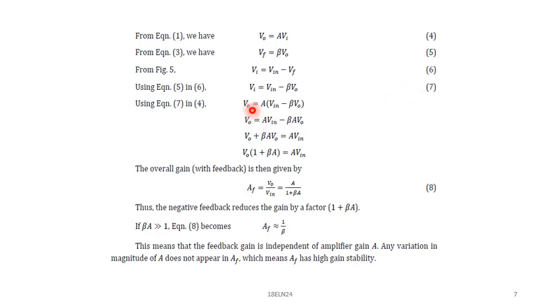Now from equation 4, we know that V0 is equal to A into Vi. I'll substitute Vi as Vin minus beta into V0. So I'll multiply here: A into Vin minus beta into A into V0. I'll take all the output terms to the left hand side and the input term to the right hand side. So V0 plus beta into A into V0 is equal to A into Vin. V0 into 1 plus beta into A is equal to A into Vin.